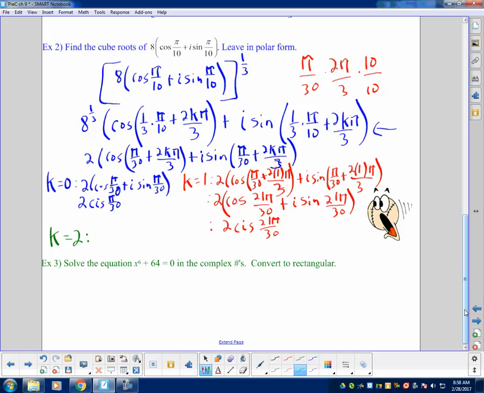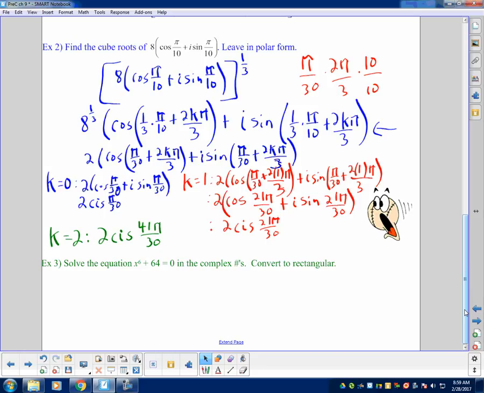The increments are the same, it's just like with the rows. So add another 20 to this one, and that brings you up to 41 pi over 30, so you can skip that calculation step. So it'll be 2 cis 41 pi over 30. And if I added another 20 pi over 30 to 41 pi over 30, I would be at 61 pi over 30, which is equivalent to 1 pi over 30.